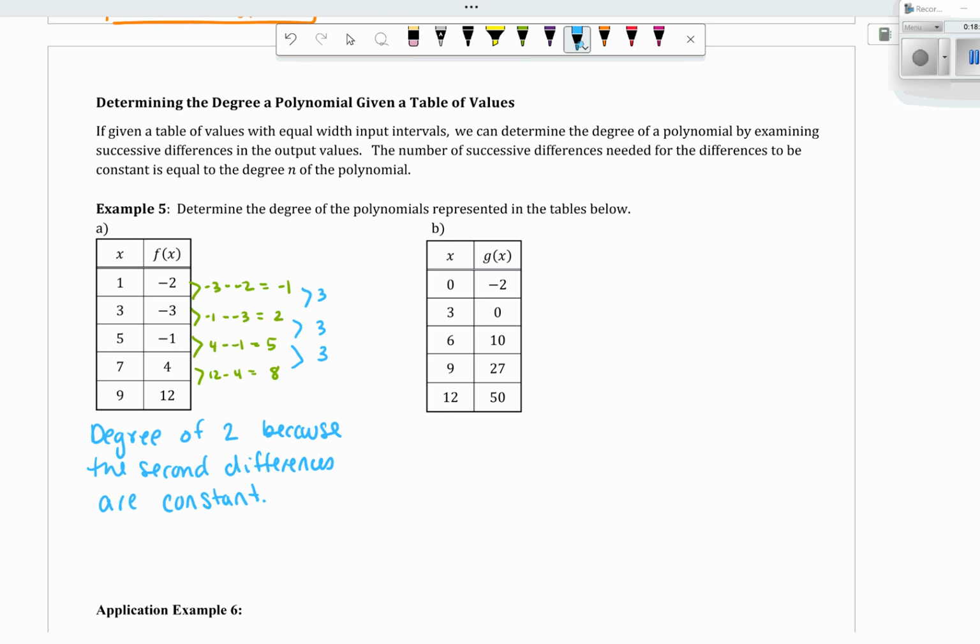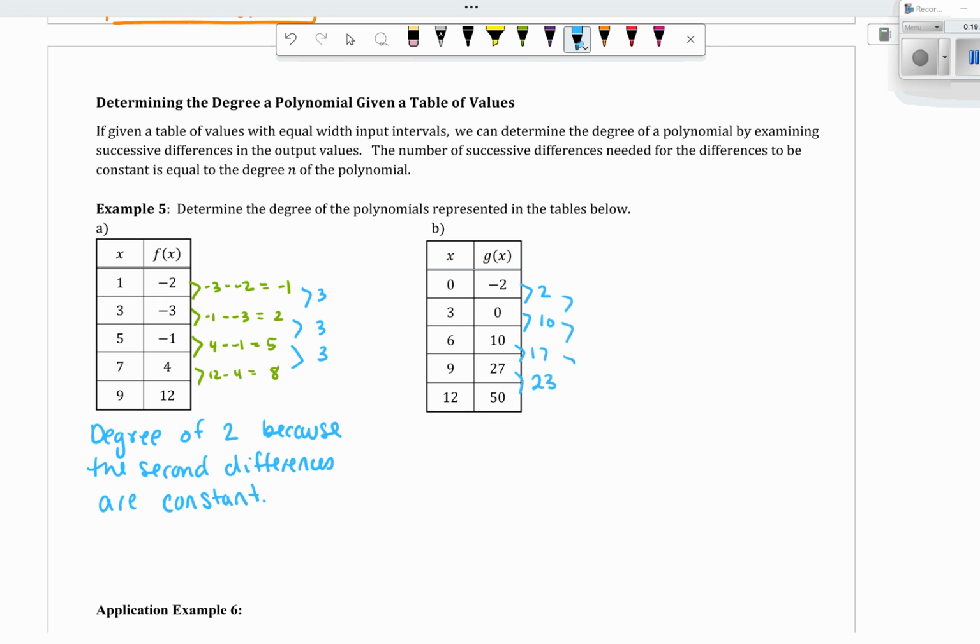So over here we have 0, 3, 6, 9, 12. So again, they're equal intervals for the inputs. So we can go ahead and subtract. So we have 0 minus -2 would be 2. 10 minus 0 is 10. 27 minus 10 is 17. And 50 minus 27 is 23.